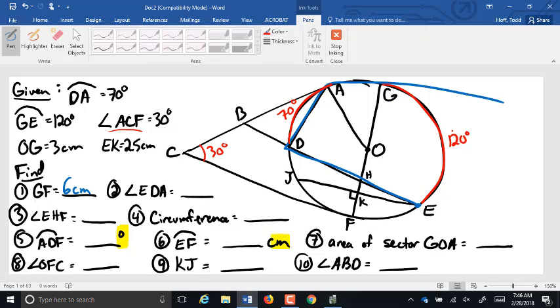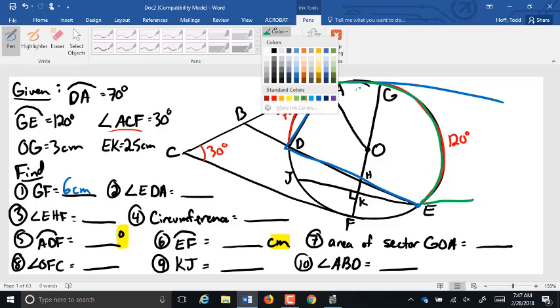So we want to know angle ADE or EDA. Well, we would need to know the arc from here all the way around to here. We already have the 120, so if we just had this piece up here, we could add them together. Then, of course, we know that angle EDA would be half that because it's an inscribed angle. So is there a way to figure out arc AG or angle AOG based on what we have here?